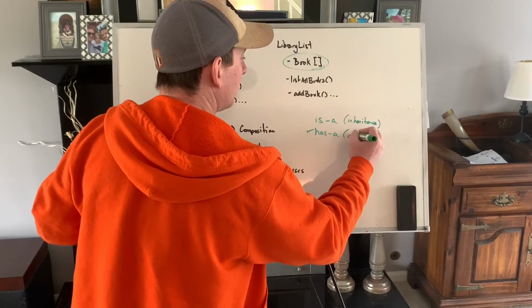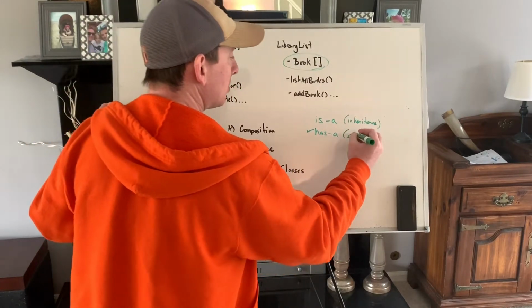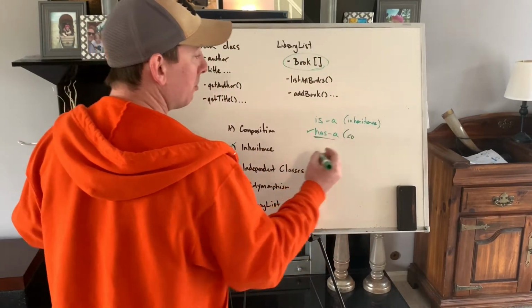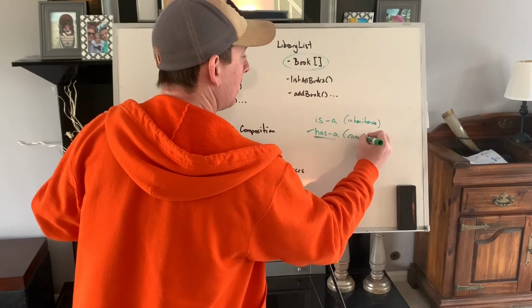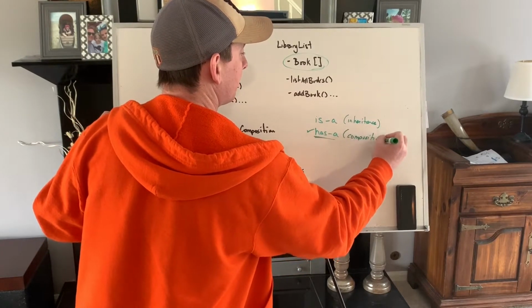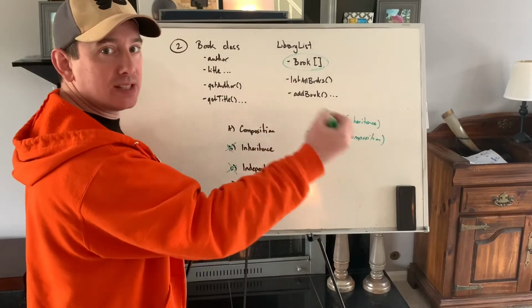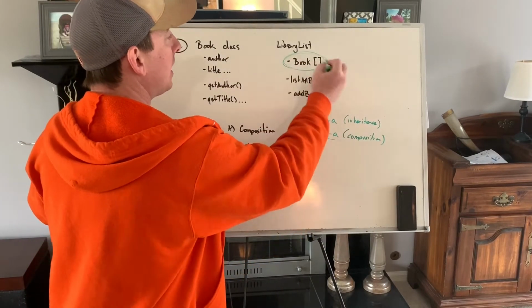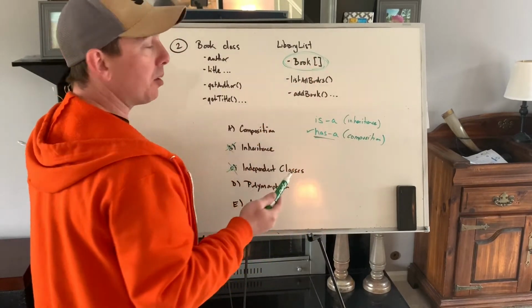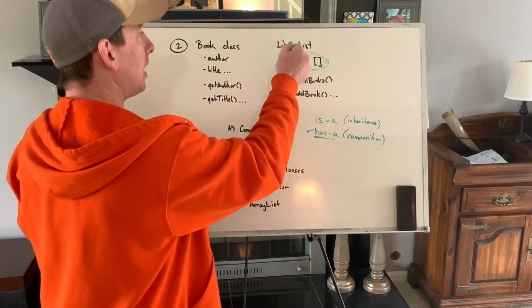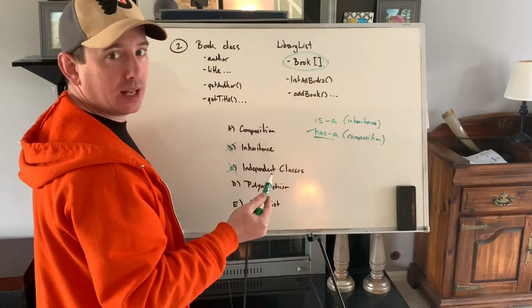Another word, a more formal word for a has a relationship, although you see the words has a more often than you see this, is composition. Meaning that you have one inside of the other. The book class can be found inside of the library list class because the library list utilizes the book class.